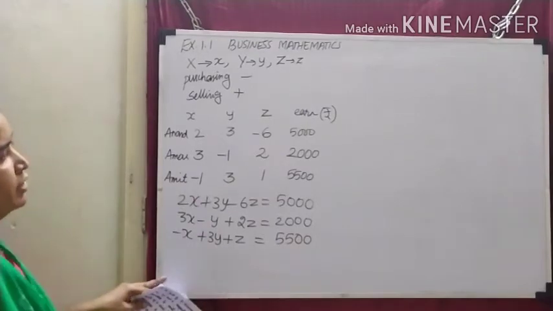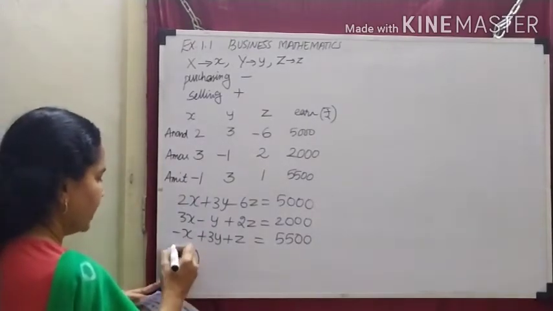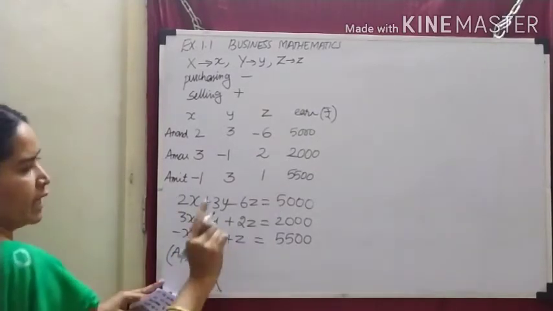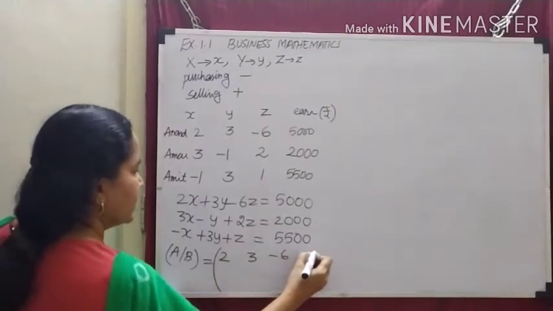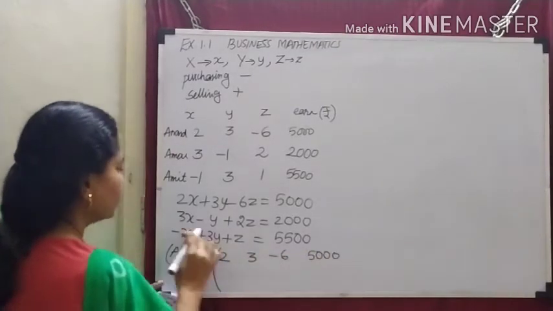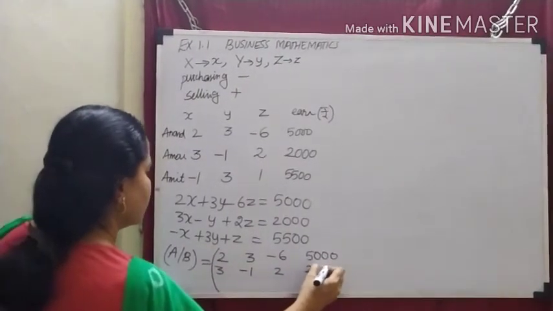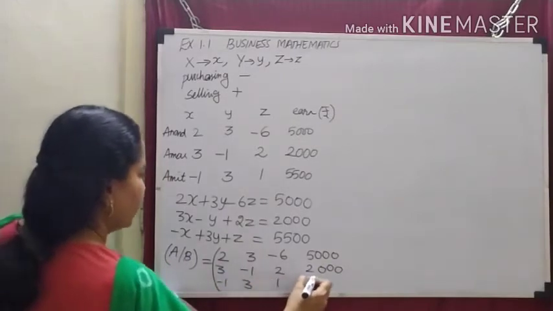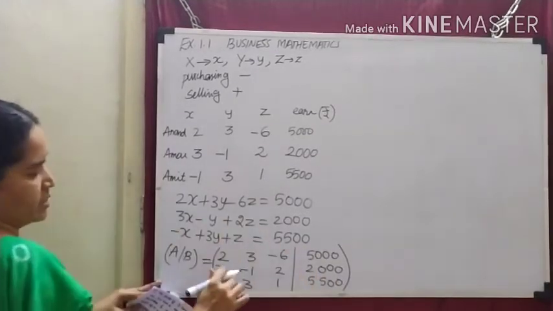Now as we have 3 equations, let us write the augmented matrix AB. So how to write the augmented matrix? Writing all the numbers, the coefficients 2, 3, minus 6, 5,000. Second row, 3, minus 1, 2, 2,000. Third row, minus 1, 3, 1, 5,500. So this is the augmented matrix.